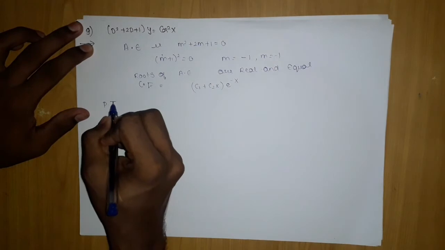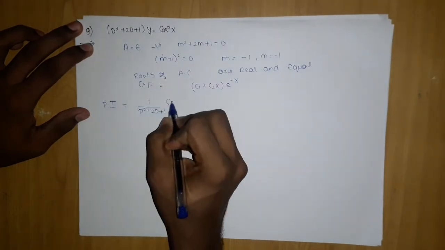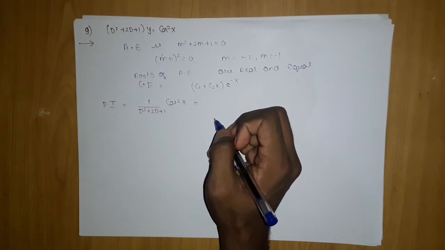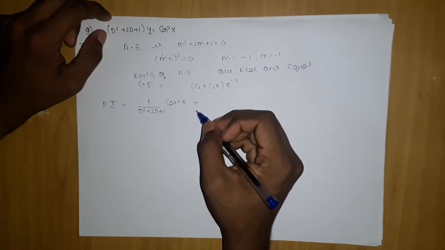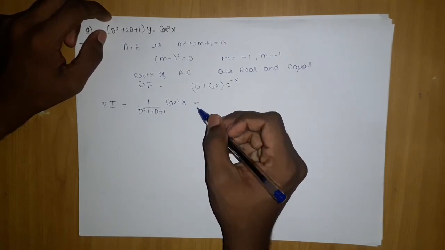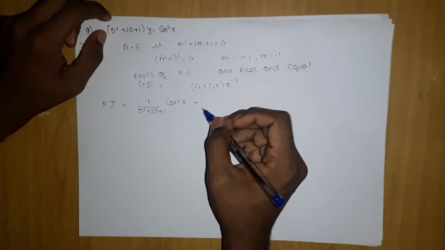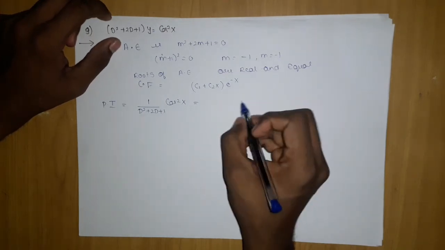The particular integral will be nothing but, you know, we will write 1 upon d square plus 2d plus 1 into cos square x. Now we never take cos square; we always keep the cos x, sin x power 1. We never deal in cos square or sin square x. So we are going to convert cos square into something which has power 1. The best way to do that is to write it in terms of cos 2x. We know cos square x can be written as 1 plus cos 2x by 2. So we are going to write it in that format.